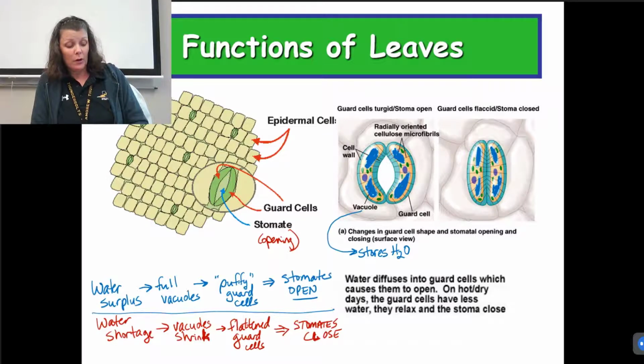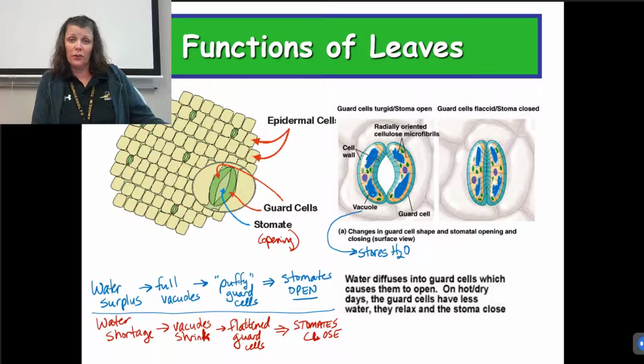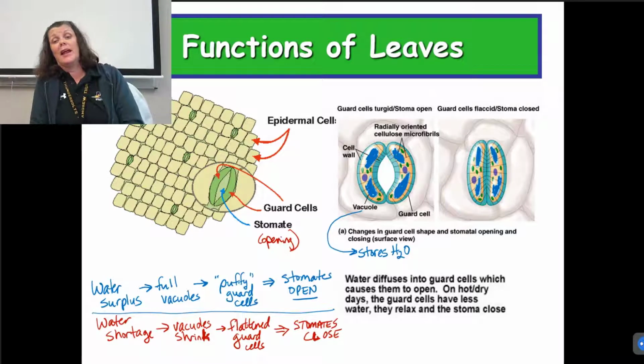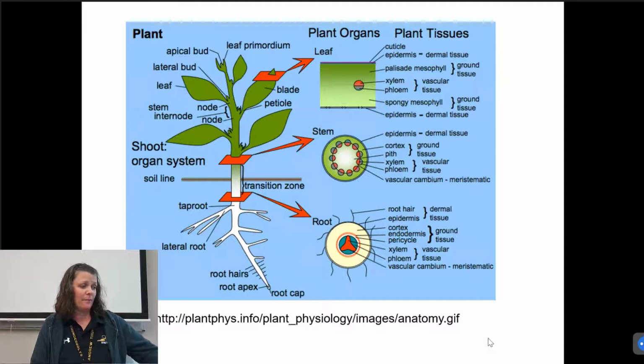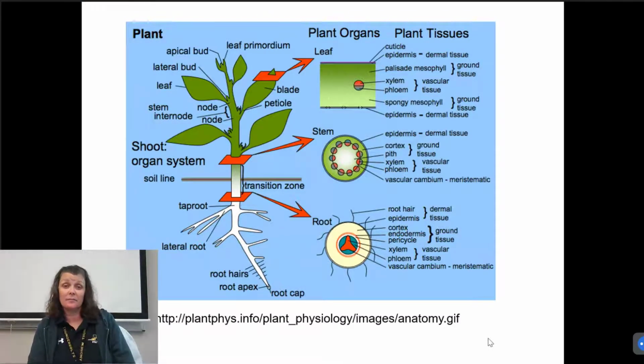If there's plenty of water, the vacuoles are full, the guard cells are open, photosynthesis can happen, no problem. If you're short on water, those vacuoles shrink, the guard cells close, no carbon dioxide can get in, no photosynthesis. Water your plants, kids.